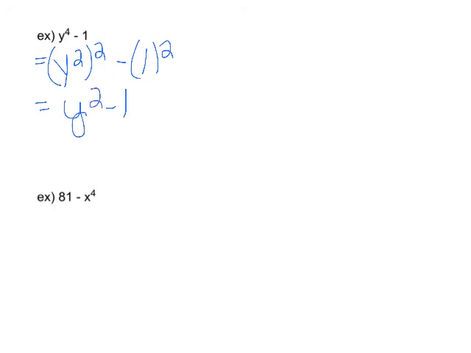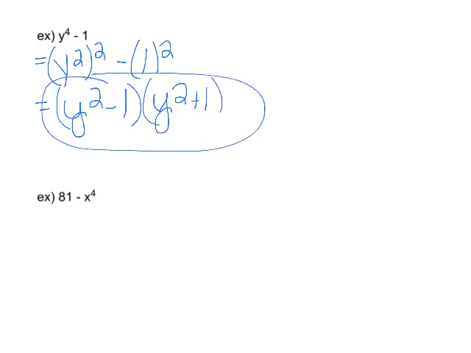I want you to go ahead and pause the video and try these two on your own. So we have y to the fourth minus 1. To rewrite that, I'm going to get y squared to the second power minus 1 squared. And that's going to equal y squared minus 1 times y squared plus 1 as my final answer.